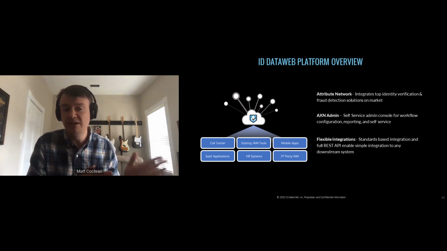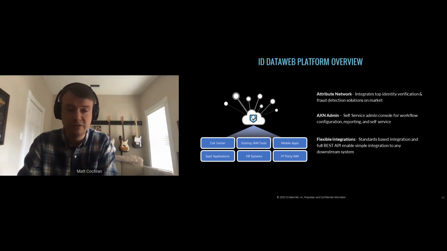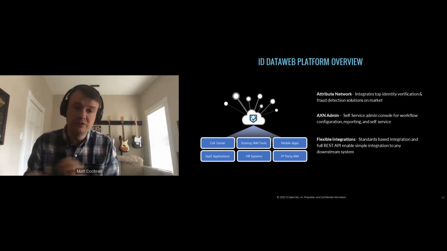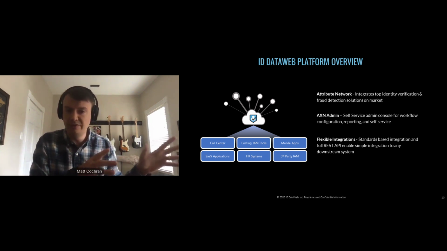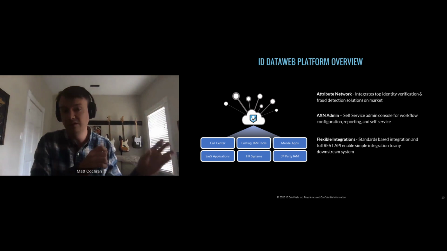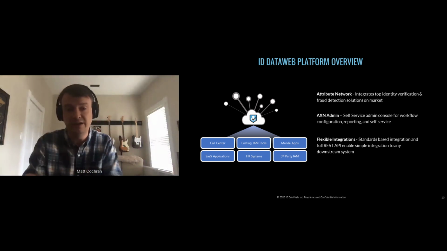We hook into many of the industry's top individual data sources. So you could think of the big credit bureaus, telco data providers, government-issued ID verification services, threat intelligence services. We hook in with all of these APIs, and you can consider these to be basically building blocks inside of our system.